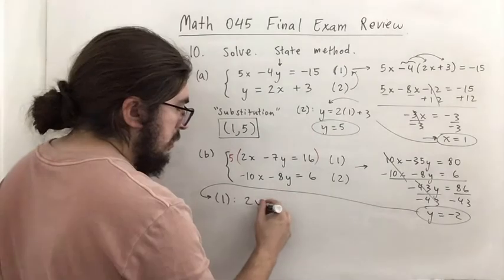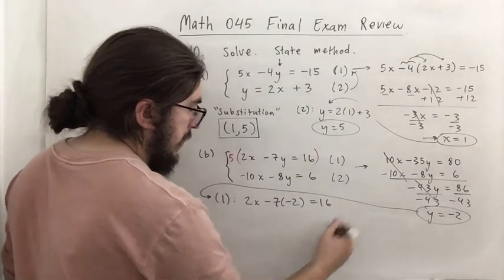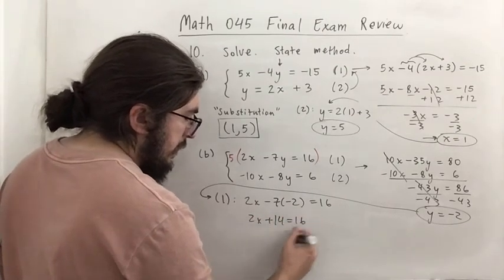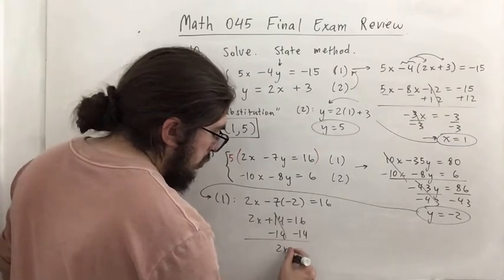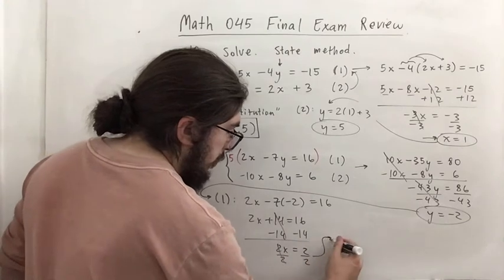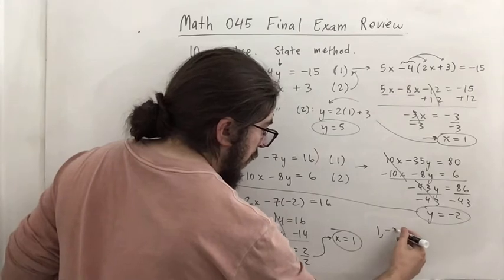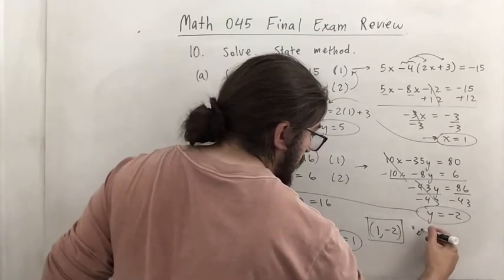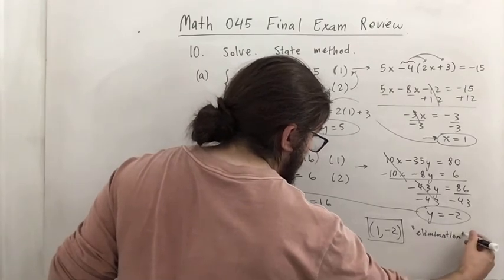So we get 2x minus 7y, which we now know is negative 2, is equal to 16. So that means 2x plus 14 is equal to 16. Subtract 14 to the other side, we get 2. So 2x is equal to 2, divided by 2, we get x is equal to 1. So our ordered pair solution here is the x value we got, comma the y value we got. And I probably should mention that we used the method of elimination to solve the system of equations.